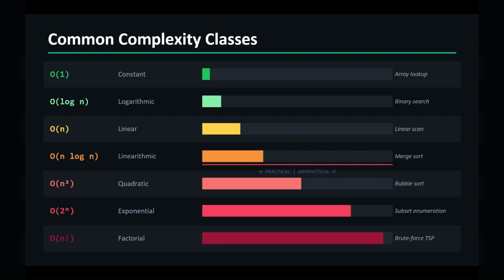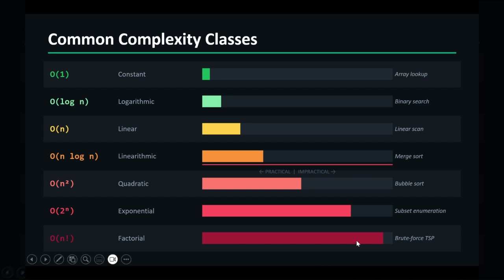O of n, linear. You touch each element once, perfectly proportional, and totally fine. O of n log n, linearithmic. Most efficient sorting algorithms like merge sort and heap sort. And it's still very practical. O of n squared, quadratic. Nested loops over the data, like bubble sort. Starts to hurt at large n, but still manageable.